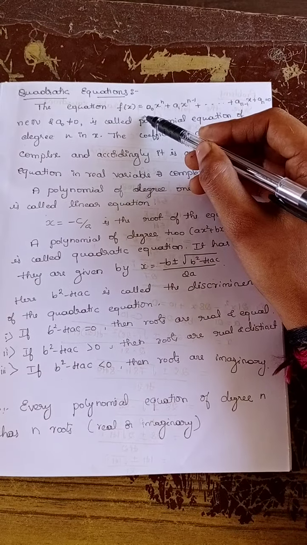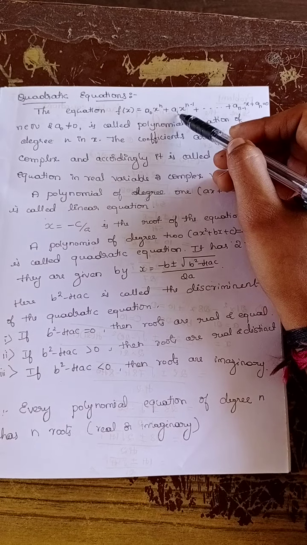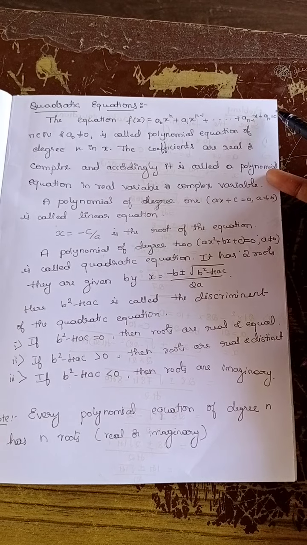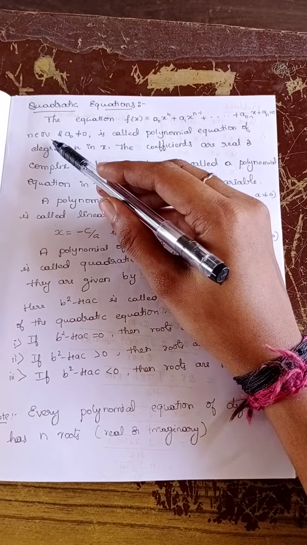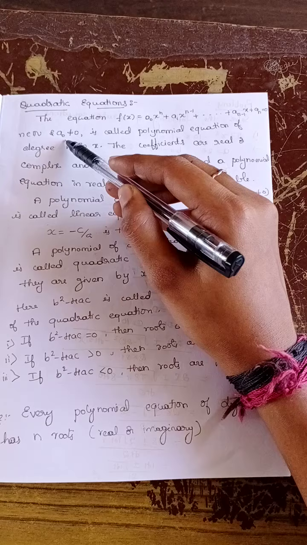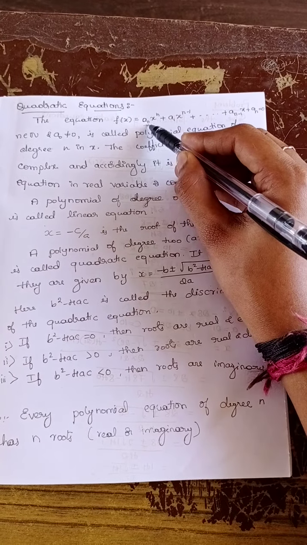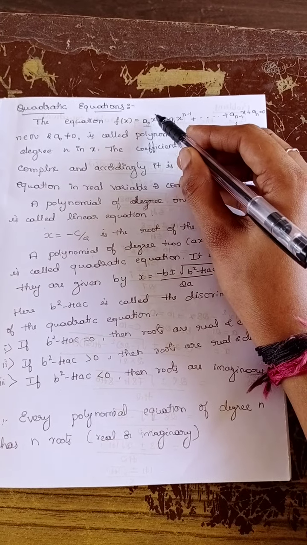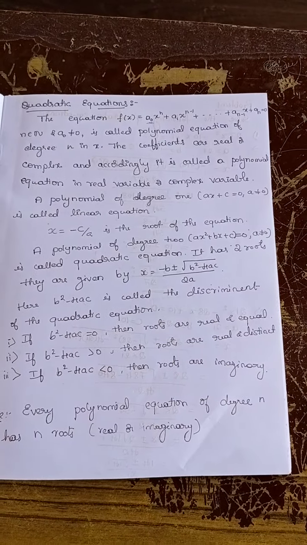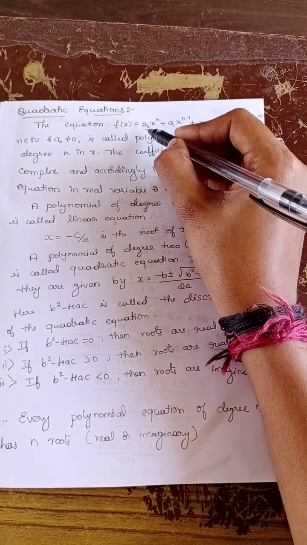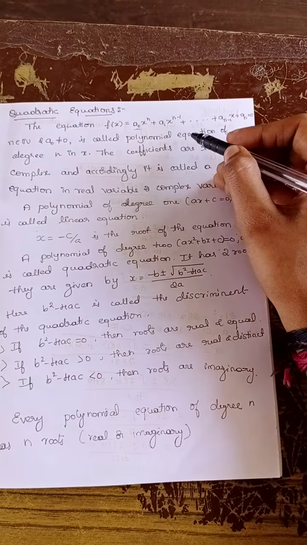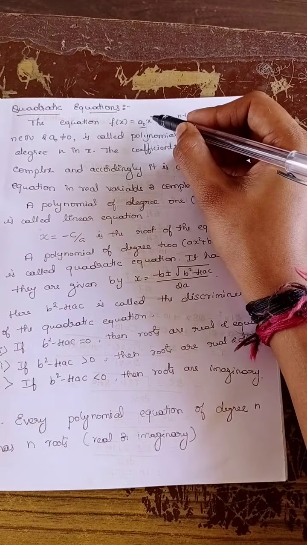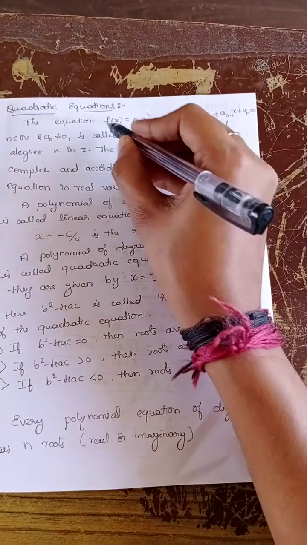The equation f of x is equal to a naught x to the power n plus a1 x to the power n minus 1 plus so on an minus 1 x plus an is equal to 0. Here n belongs to N, that is, n belongs to natural numbers, and a naught, the first constant term, will never be equal to 0. If it is equal to 0, then it is not a polynomial with the degree n. Therefore, with the first term a naught never equal to 0, this is called a polynomial equation of degree n in x. Here x is the variable, n is the degree of this polynomial.